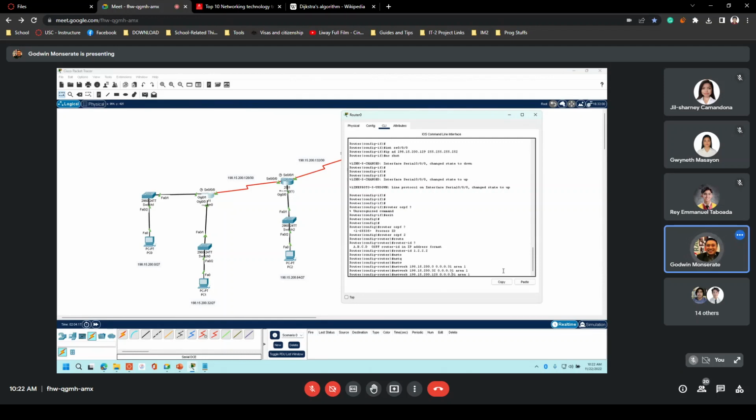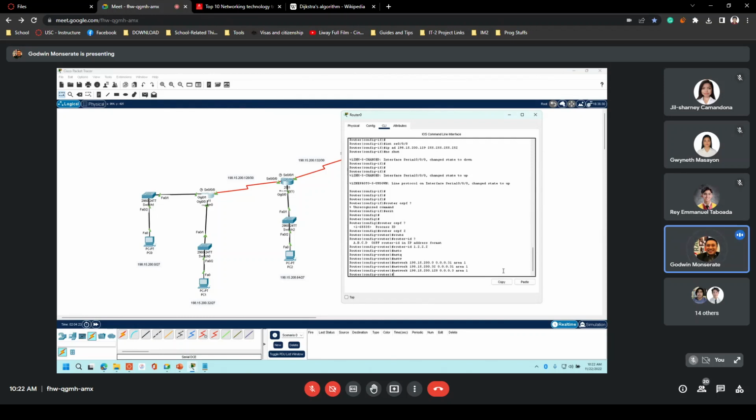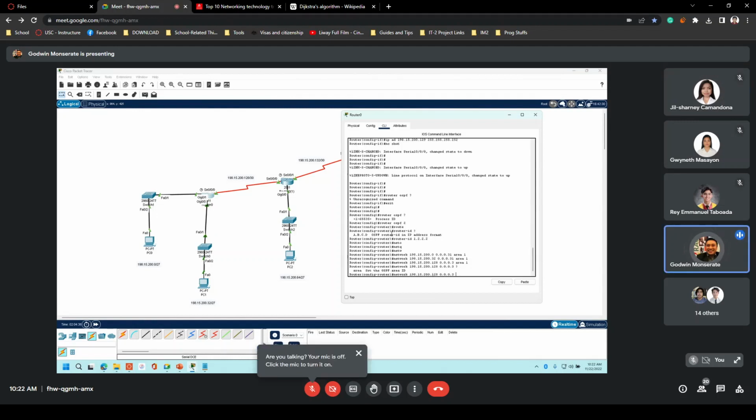200.128, 0.0.0.3. You know already the reason why. Okay? Question so far? Sa first router, OSPF? Yes, sir. Naka-question, sir. Yes. Uko kasabot sa area 1. Area 1, this is where all the router converge.